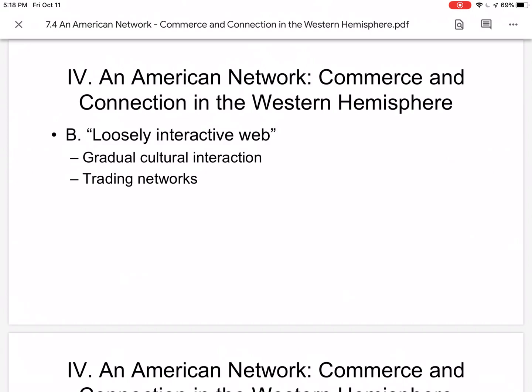All right, a quote-unquote loosely interactive web existed from the Great Lakes to the Andes. So there are cultural elements that spread gradually, and there's evidence of at least indirect contact within this region. Cahokia was at the center of a widespread trading network, and the Amazon and Orinoco River exchange networks were also present. The Caribbean peoples conducted inter-island trade, and the Chincha people traded along the Pacific coast of South America.